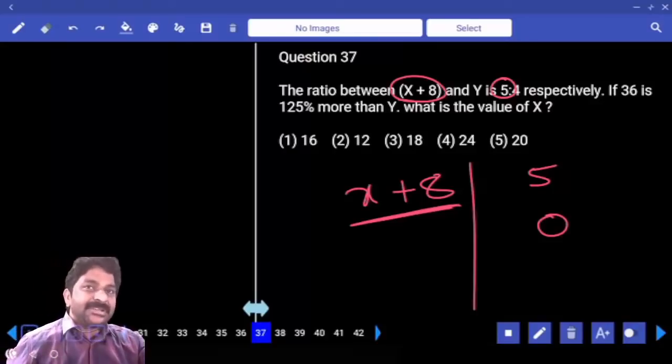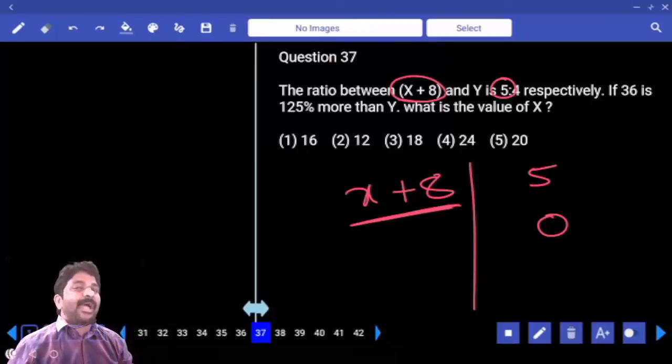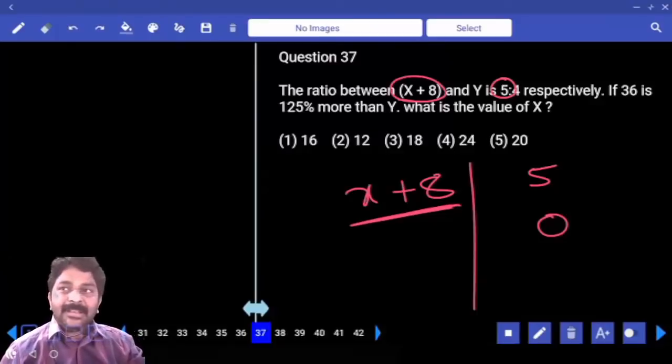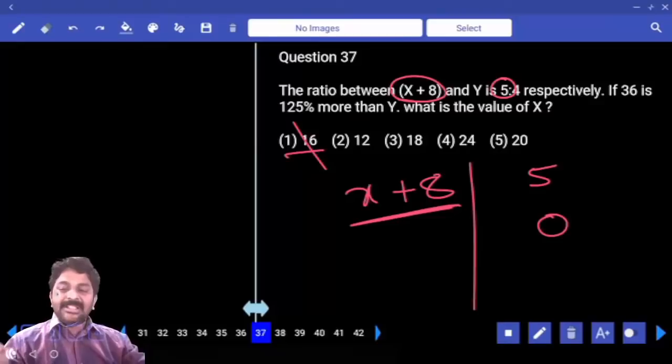X value is in options. To the value of x, if you add 8, it should become 5 multiple. First option plus 8. Second option plus 8. Third option plus 8. Fourth option plus 8. Fifth option plus 8.